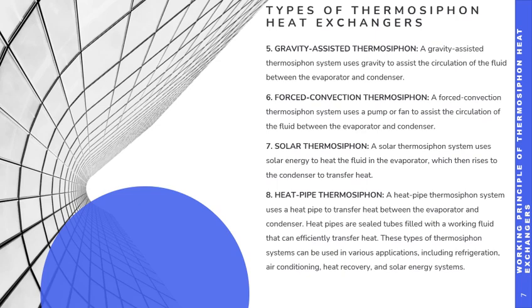Last but not the least, we have the heat pipe thermosiphon. This type of thermosiphon uses a heat pipe to transfer heat between the evaporator and the condenser. The heat pipes are sealed tubes filled with a flowing fluid that can efficiently transfer heat. It's mostly used in refrigeration, air conditioning, heat recovery, and solar energy systems.